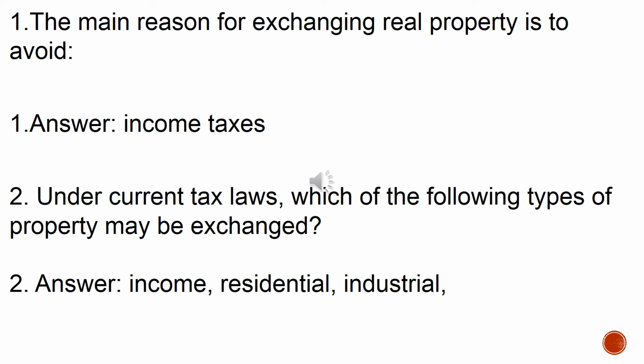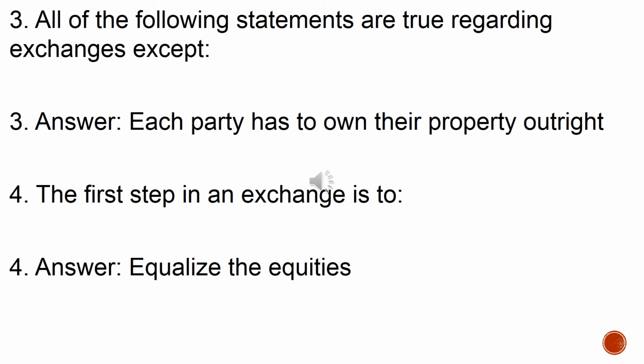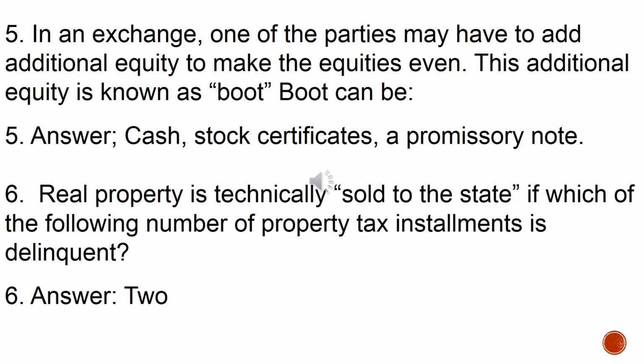Question number 1. The main reason for exchanging real property is to avoid, answer, income taxes. Question number 2. Under current tax laws, which of the following types of property may be exchanged? Answer, income, residential, and industrial. 3. All of the following statements are true regarding exchanges except, answer, each party has to own the property outright. Question number 4. The first step in an exchange is to, answer, equalize the equities.